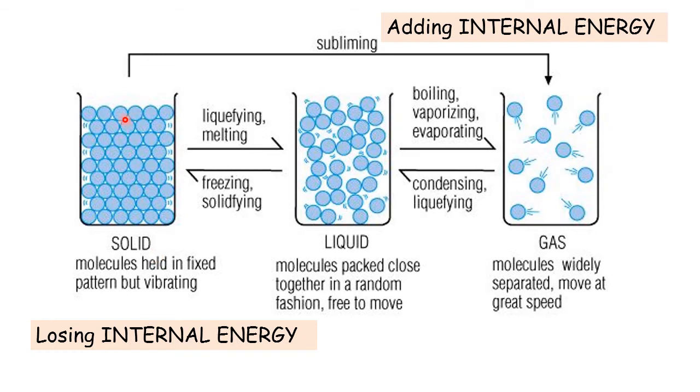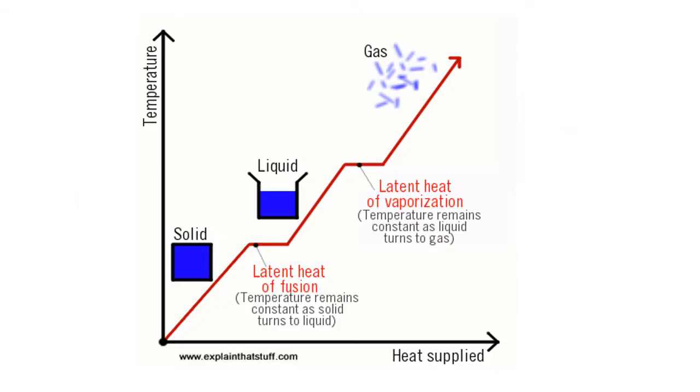There is one change straight from a solid to a gas called subliming. That requires you to add internal energy as well. Now that means that when we heat up an object, the energy we're putting in is sometimes going to be raising the temperature of an object and sometimes going to be changing its state. So when we heat it up, we notice that the temperature doesn't go up steadily.